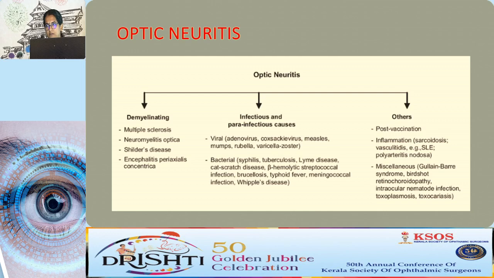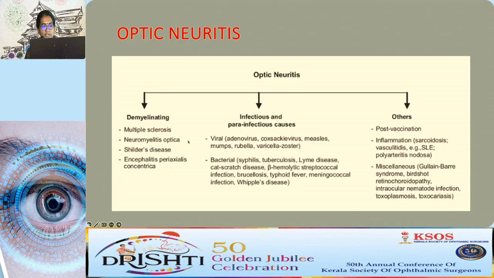Optic neuritis can have many causes, most of them systemic. You can have a classification of demyelinating, infectious, para-infectious, and others. In the demyelinating group, we have the most important one, multiple sclerosis, usually in young adults. I think 15 to 20% of the time the first symptom of multiple sclerosis may be optic neuritis, and about 50% of multiple sclerosis patients might have an episode of optic neuritis somewhere in the course of the disease.